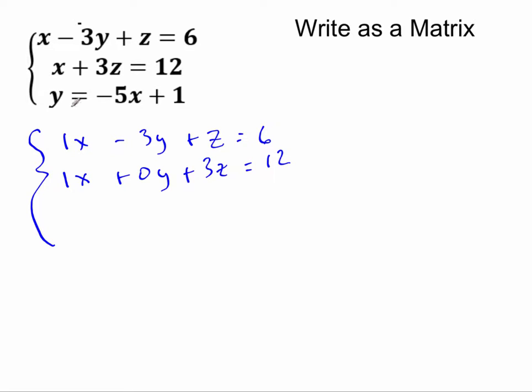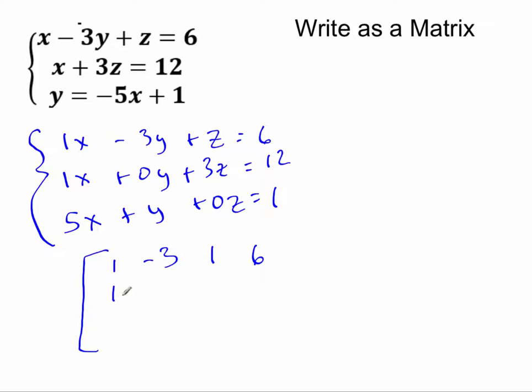Now this one I need to solve. So let me add 5x to both sides, plus y. I don't have any z's. And I'm going to leave that 1 over there. So all I've done is rewrite these 3 equations in this nice standard form. So now, transposing this, making this into a matrix, I just take the coefficients. There's my matrix.